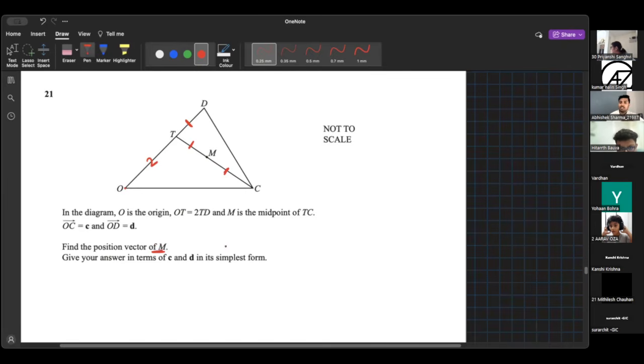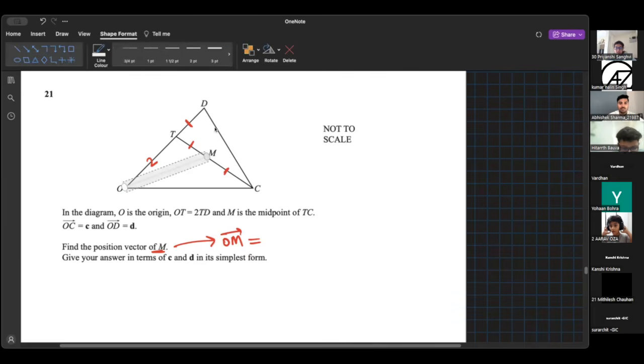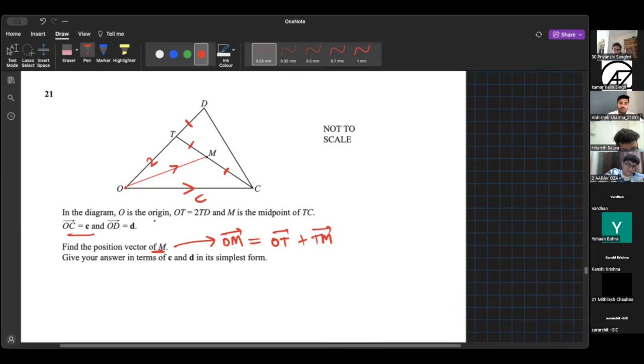Whenever they are asking the position vector of any point, that means what do we have to find? OM. Perfect. OM we have to find. Now to find the OM, we can write down what route we would like to take. First, let's mark OM. OT plus TM is OM. To find OM, either we can do OT plus TM or we can also do OC plus CM. It says OC is C, mark it. OD is D. So the whole OD length from here to here is D, right?